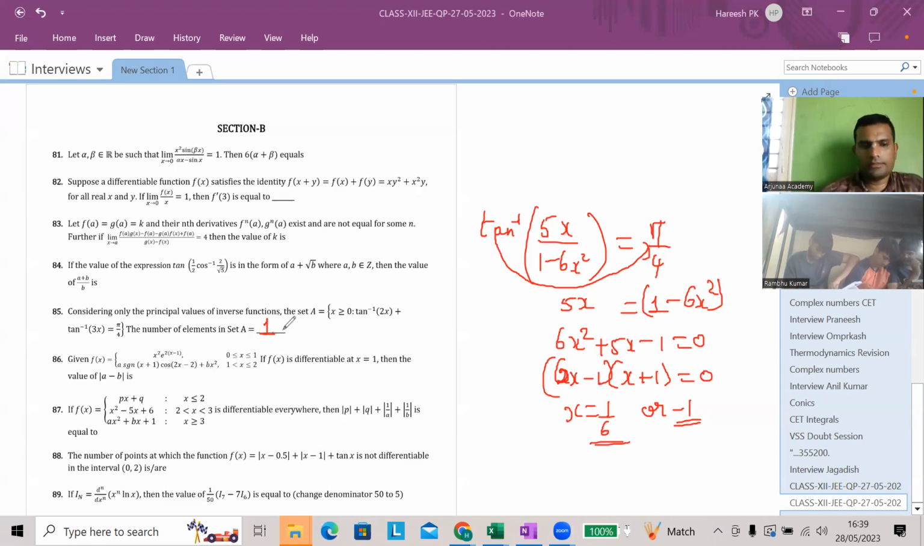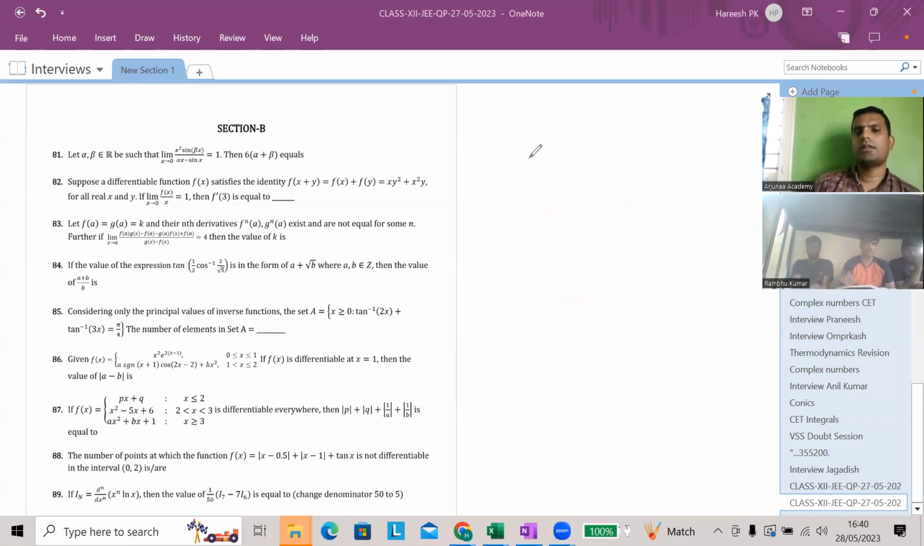It's an easy one. 87th. Tell me quickly. If they say it is differentiable, what does it mean? LHD is equal to RHD. And it is continuous and it is also equal to f of x. So whenever they say it's differentiable, left hand limit is equal to right hand limit. Left hand derivative is equal to right hand derivative.